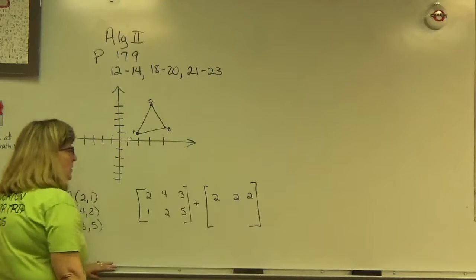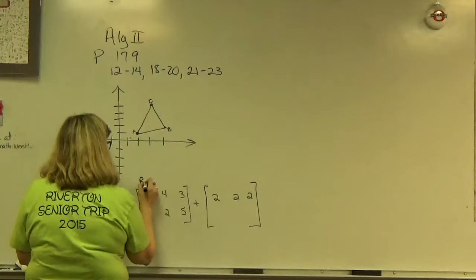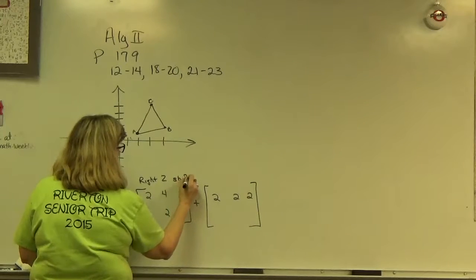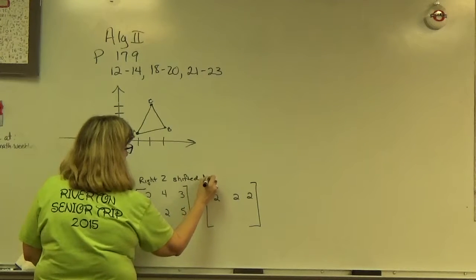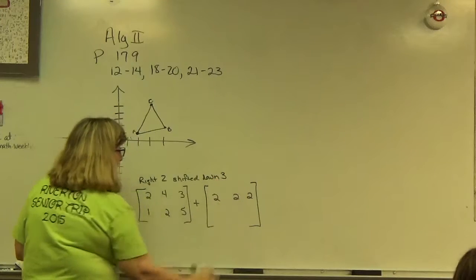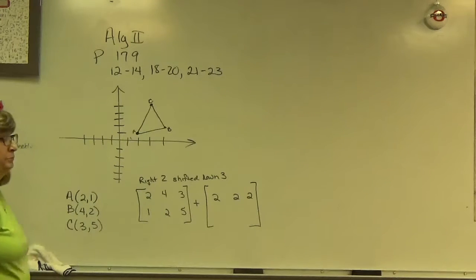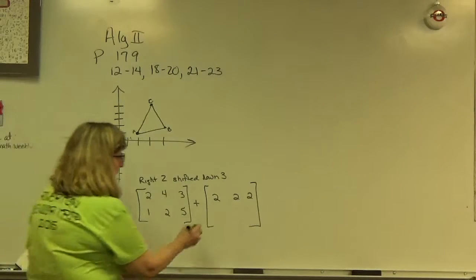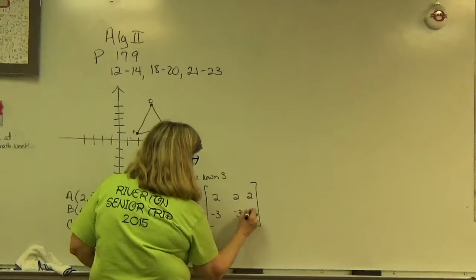So I want it moved to the right 2 and I want it shifted down, let's say 3 units. So if I shift it down, what do I want to do? Subtract. So I want a -3 to go down.